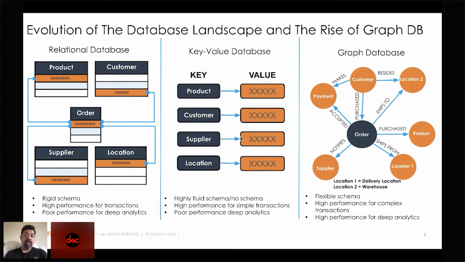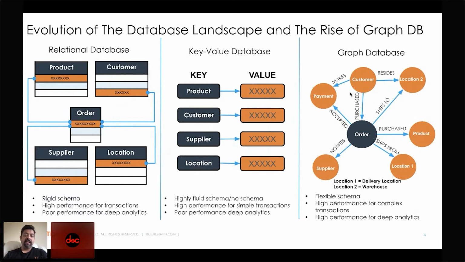because again, when you're trying to do analysis of relationships, you're going from product to customer, from customer to order, order to supplier, supplier to location. You're essentially traversing the same large table, which might have millions of rows for a smaller data set, or hundreds of billions of rows for a larger data set. And that makes data analysis very slow.